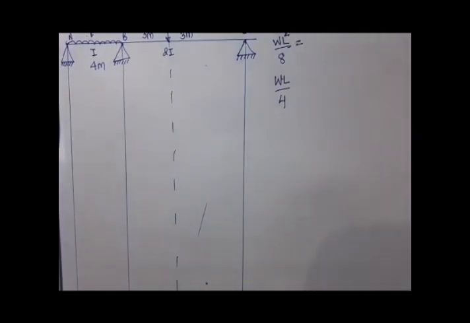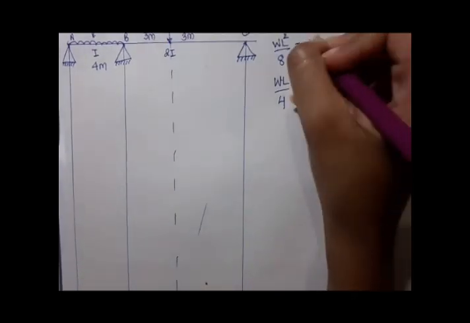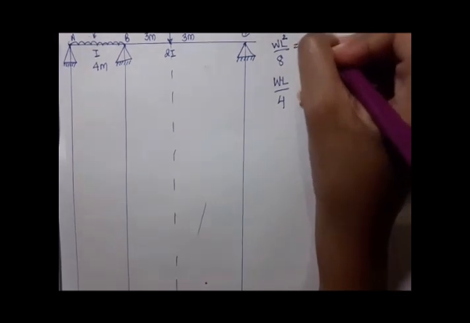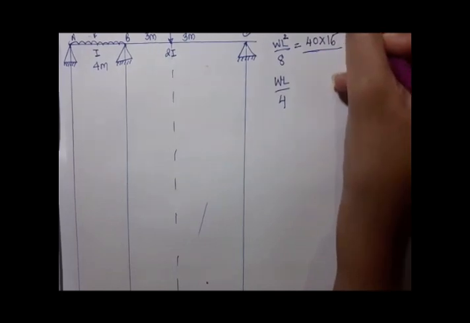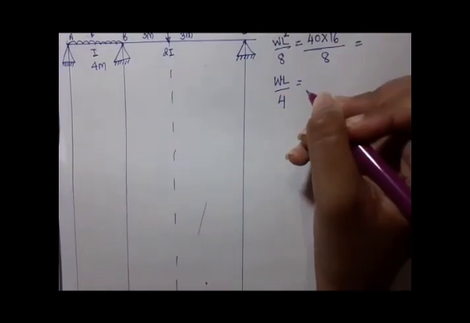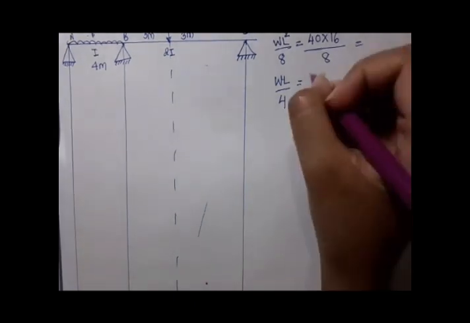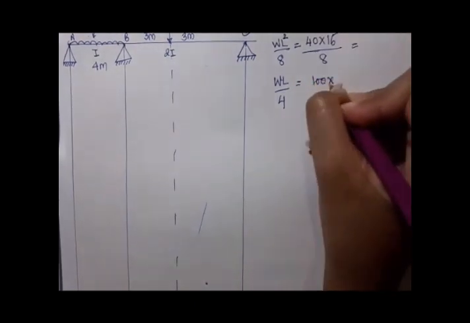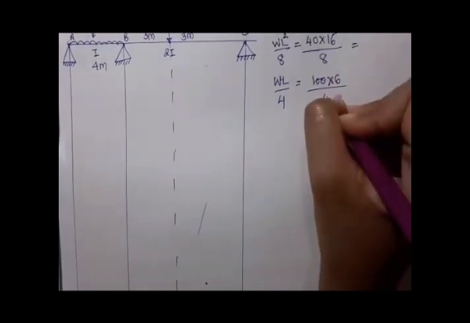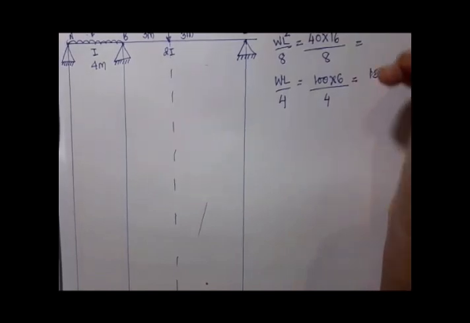So by calculating it, we would be getting W, that is 40 into 4 square, upon 8, and here we would be going as WL by 4, that is 100 into 6 upon 4. So here the answer would be 150 after calculation, and here it would be 80.